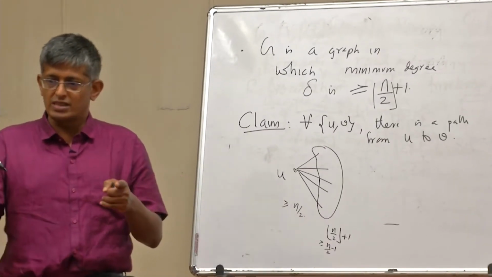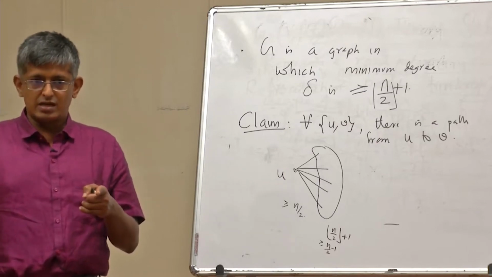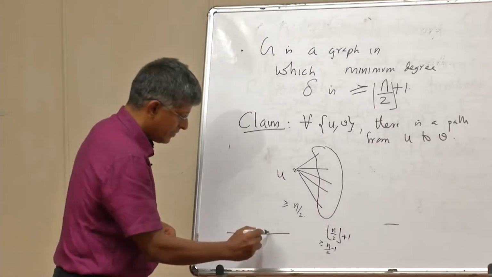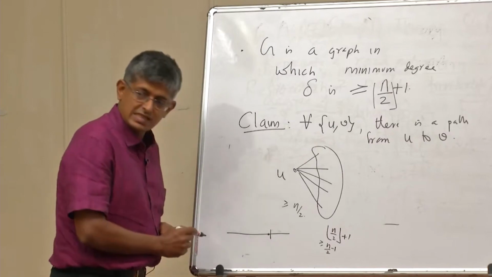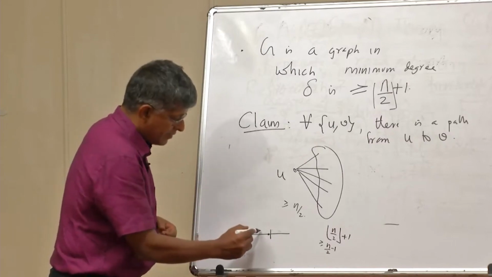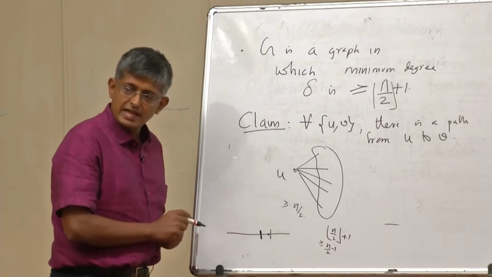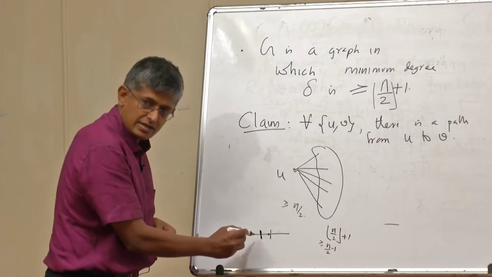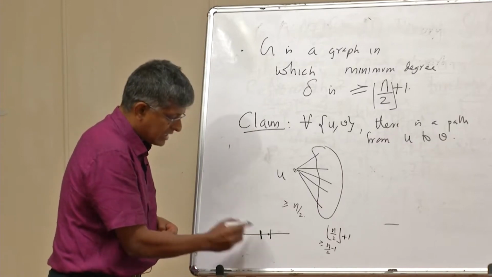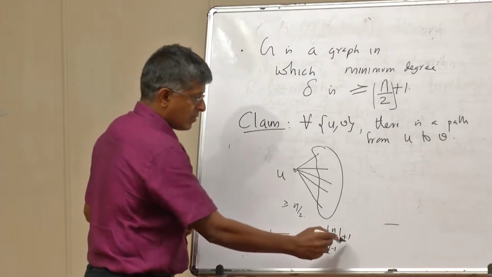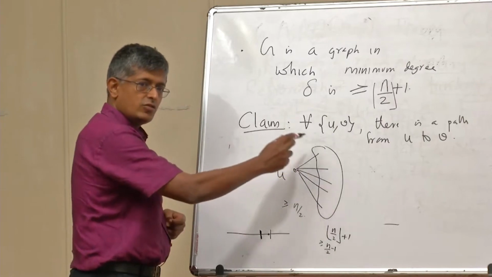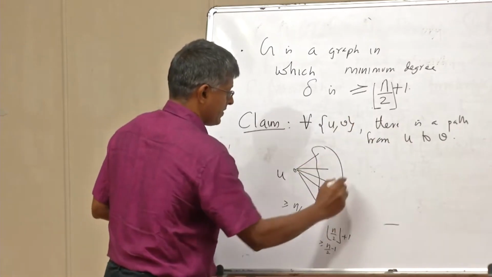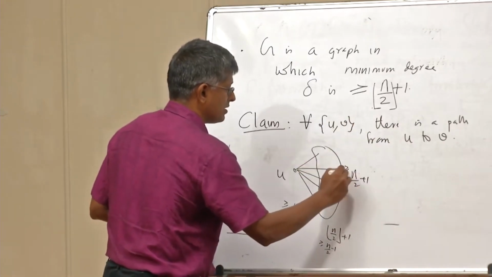N by 2 might be very close to the integer boundary. So if you draw the set of integers, n by 2 might be a value which is somewhere here, and this is the next integer value. But this next integer value is at least as large as this minus 1. So it's at least as large as this integer value plus 1. So therefore, how many vertices do we count here? The total number of vertices that we count here is at least n by 2 plus 1.